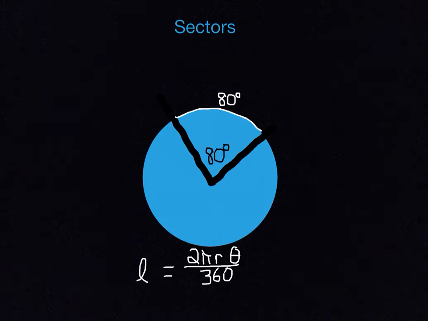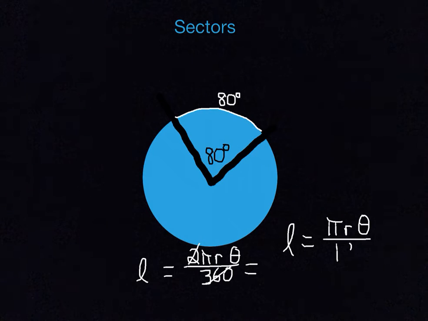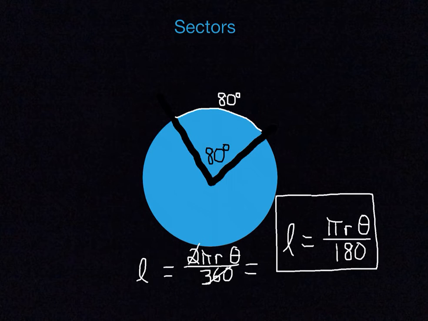Now, there's some things that can reduce here. This 2 and this 360 reduce. So what we get then really is L is equal to pi times the radius times theta, or the central angle, all divided by 180. That would be the length of the intercepted arc. Now that's going to be vital for us for the next thing that we want to take a look at.